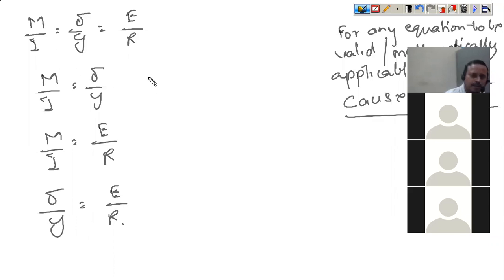Now, if you look at this equation, the moment is the cause. You have applied a force, that force has produced a moment, and this moment has produced bending stresses in the material. So you have cause and effect both lying in the same equation. So this is a valid mathematical application.